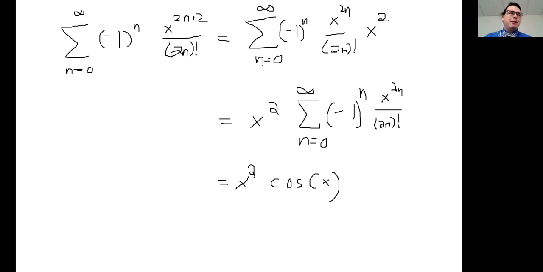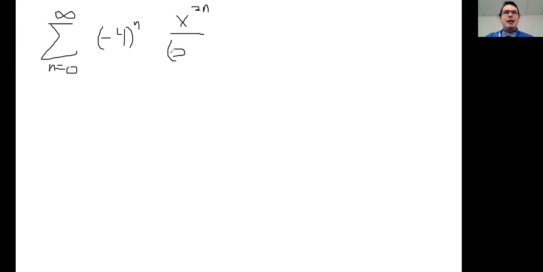Let's look at another example. If I can clear the screen, there we are. I want to take the sum, n starting from 0 to infinity, and I've got minus 4 to the power n, x to the power 2n, and this is all divided by the number 2n factorial.